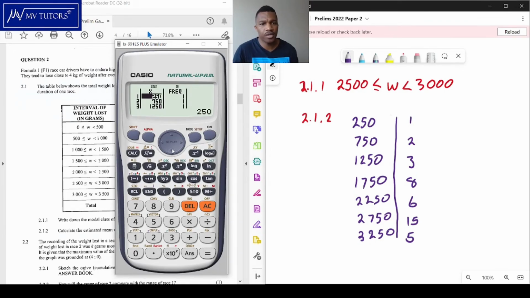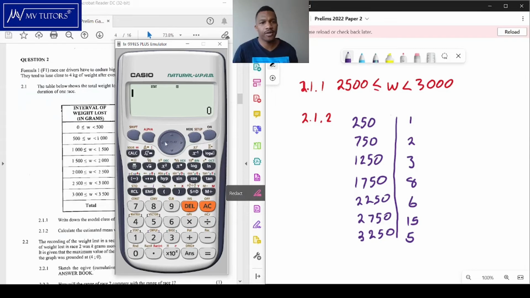Okay, so we'll go down once, go to the side. Let's put the frequencies now. 1 equals, the next one is 2 equals, that's 3 equals, that's 8 equals, that's 6 equals, that's 15 equals, and then 5 equals, 7 for 7. Good.